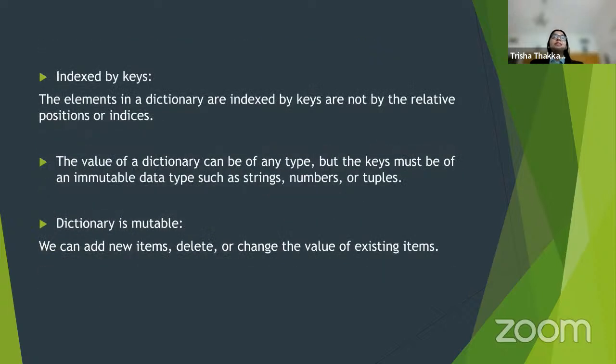Next, it is indexed by keys. This means that the elements in a dictionary are indexed by only the keys and not the relative positions or indices. So you cannot access the elements of a dictionary using indexes. You can only access them using their keys. The value of a dictionary can be of any type, but the keys must be immutable data types, such as strings, numbers, or tuples. This means that keys cannot be lists, since lists are mutable, but values can be anything you want them to be.